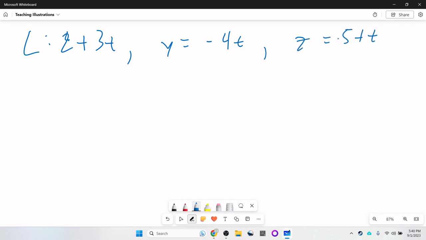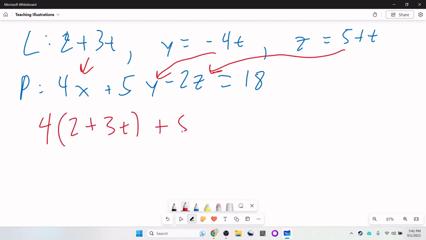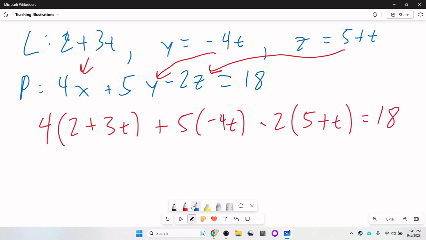Well, we want to say L was x is 2 plus 3t, y is negative 4t, and z is 5 plus t. So then the plane was 4x plus 5y minus 2z equals 18. So we're going to plug in each of those. And if you never learned this rule when you took algebra, learn it now. Whenever you plug in, you always use parentheses. There are maybe some examples where you can get away with not doing it, but you should do it anyway because it can be hard to tell when you get started whether you need to or not, so you might as well just do it anyway just to be safe.